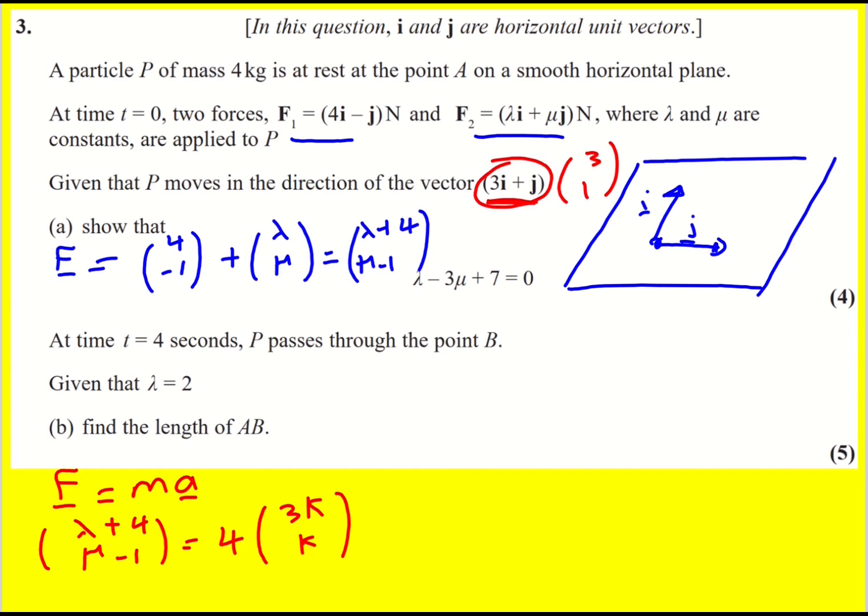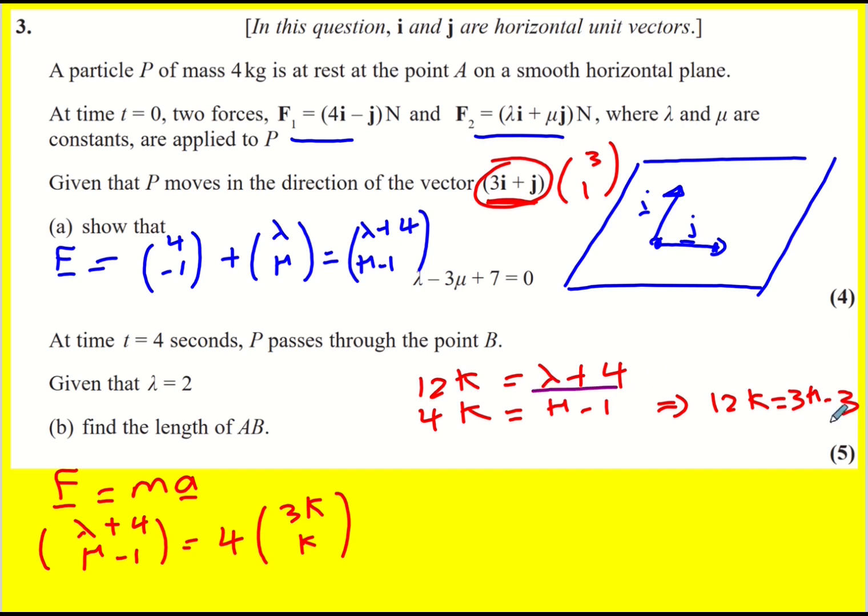And then I can construct some simultaneous equations. So 12k is going to equal λ + 4, and 4k is going to be μ - 1, which means if I multiply this one through by 3, then 12k is going to be 3μ - 3. We can now set these equal. They're both 12k, so λ + 4 is equal to 3μ - 3. That means λ - 3μ + 7 is equal to 0.